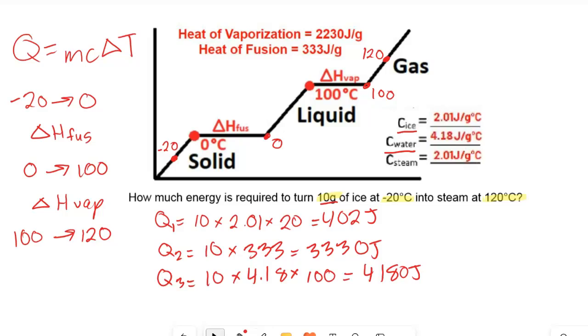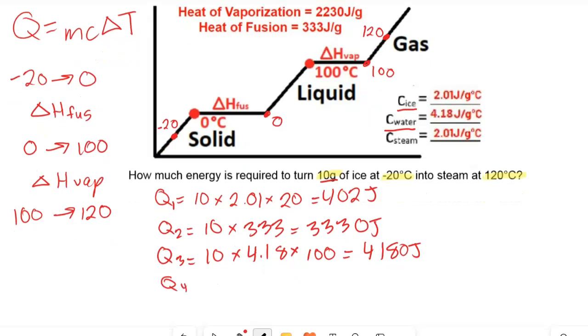Now let's go through our fourth section. So Q4, still the same M, so 10. Q4 goes through our heat of vaporization, which is 2,230. We plug that in our calculator, and we get 22,300 joules. And now we go through our fifth and last section.